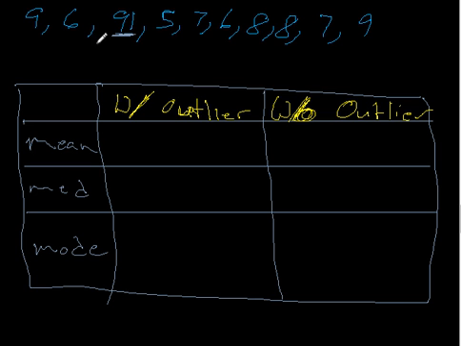Okay. So the mean. Let's find the mean here. If I added all of these up, I'd probably get something close to 156. But let's find out. Okay, so we got our values here. Let me add 9 plus 6 plus 91.